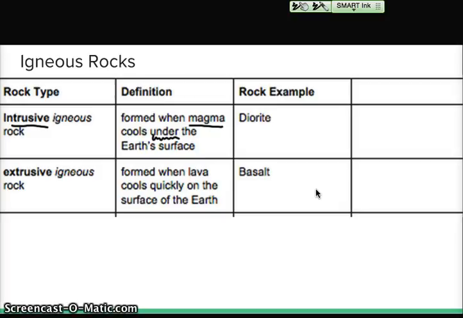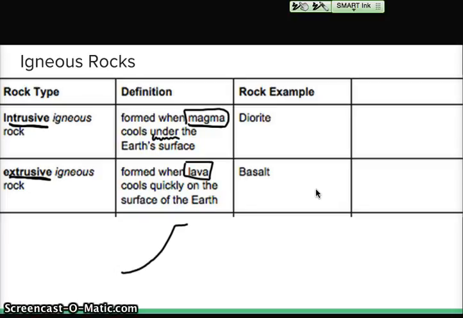We have our intrusive igneous rocks, which are forming in the ground, and we have our extrusive igneous rocks, which are rocks that are forming outside in the open air. Okay, the important thing to remember here is the difference again between magma and lava. Lava being outside on the surface, magma being under the ground.